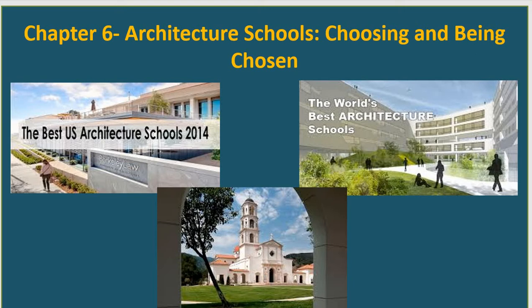When you apply, you can choose many schools to apply to. However, it depends on each school. They have guidelines to accept students, and that's why you have this chapter. We will talk about choosing, which is the way you select the school, and being chosen, which means the school accepts you into the architecture program.